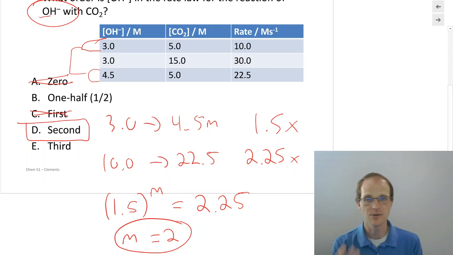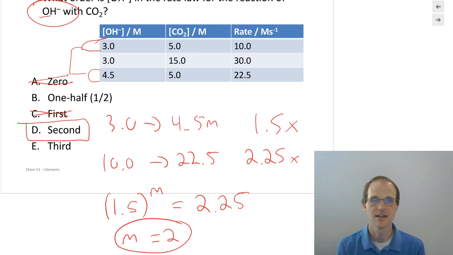So we can use that data, tables of data like that. If we have a bunch of different rates and concentrations, you're probably looking at an initial rate law. If you just have a bunch of concentration data without some rates, you're probably looking at the integrated rate law.